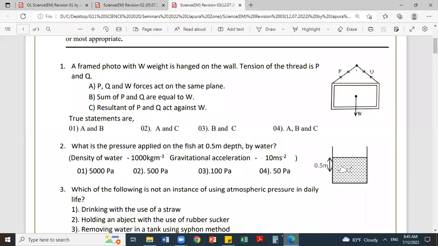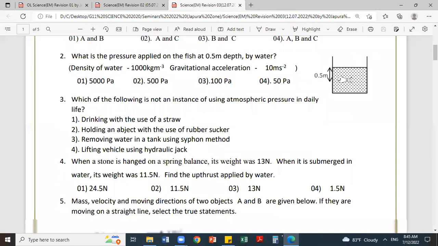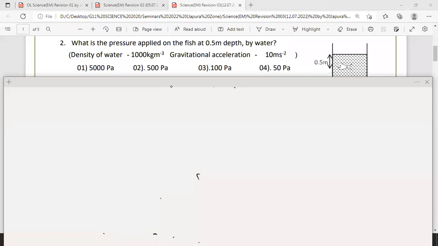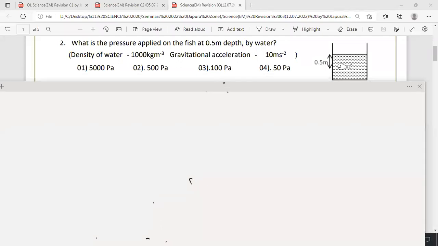Question number 2. What is the pressure applied on the fish at 0.5 meters depth by water? You are given the density and the gravitational acceleration. This is how you do it. I use the white background for the explanation. Look at the screen. So when you read the data, equation should come to your head. Equation is P equals H rho G. P equals H rho G.